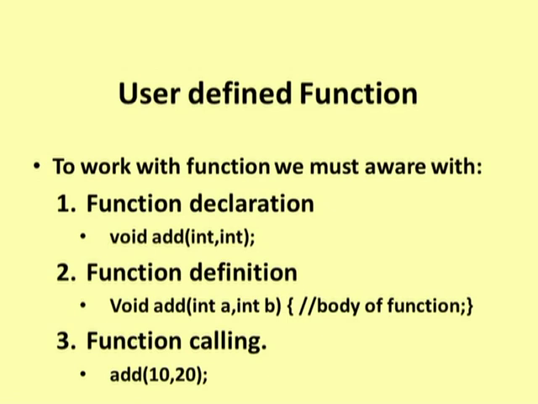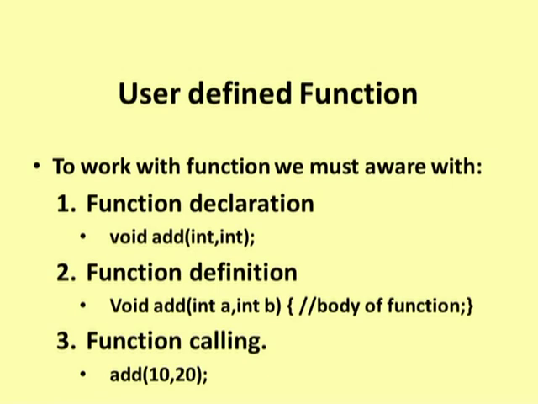In the function declaration, just the return type, the name of the function and the type of the parameters are written, and after that we put a semicolon. This is also called the function prototype. Meaning we are only providing the function information: what type of value it returns, what type of parameters it takes, and the name of the function. But here we are not mentioning the statements within the function. So this is called function prototyping or function declaration.